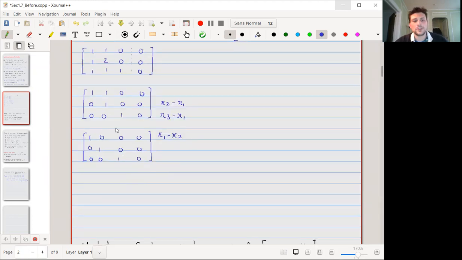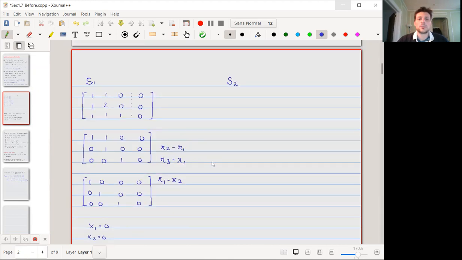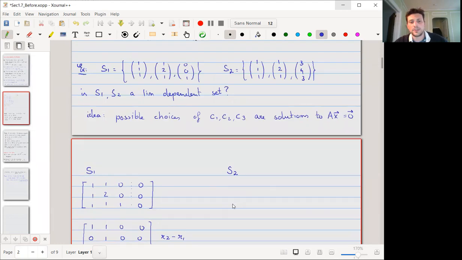In fact, if you read through the meaning of this matrix, this is telling you that x1 must be 0, x2 must be 0, and x3 must be 0. We'll interpret this result in a second, but let's take a step back and have a look at what happens in the case of S2.